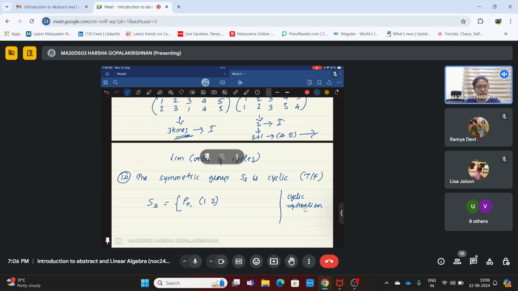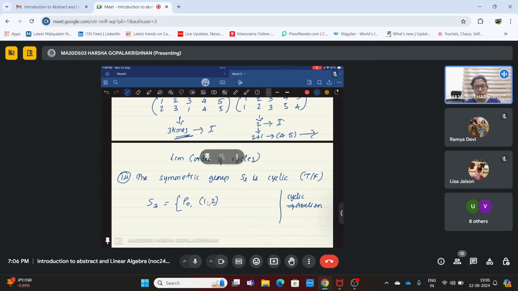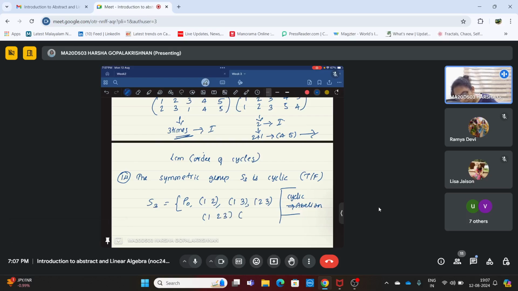Okay. So what about the converse? Does abelian imply cyclic? Anyone knows about this converse? Okay, next question we will go to that. Abelian implies cyclic or not. Okay, without using this, I will just tell very quickly why it is not cyclic, so that we can see what are all the possible orders, why it is not going to be cyclic. Yeah, converse need not be true. Yeah, we will come to that later. So 1, 2, 1, 3, 2, 3, 1, 2, 3, 1, 3, 2.